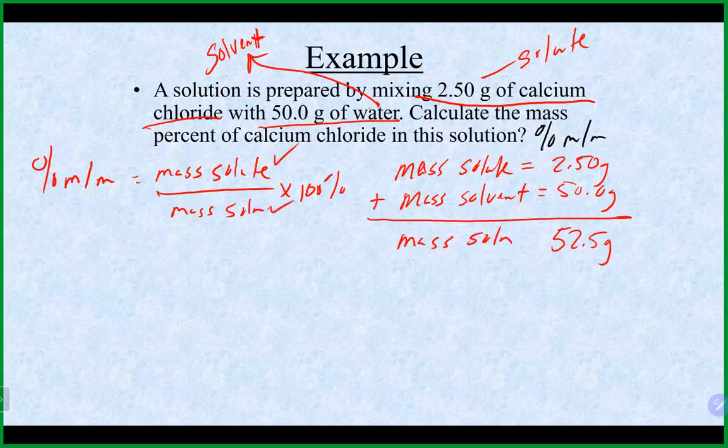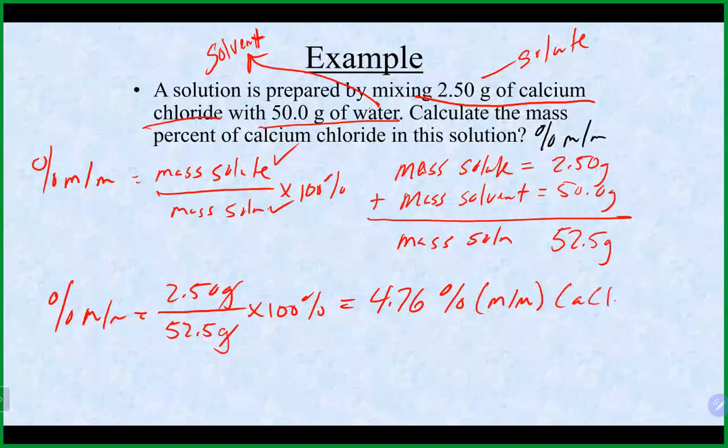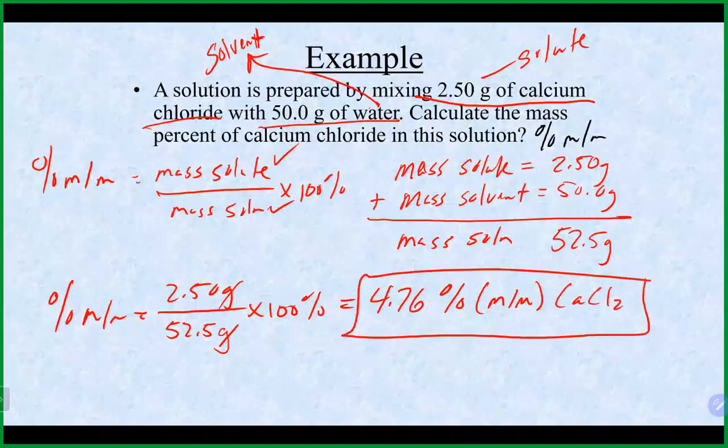Now we have the bottom part and everything that we need. So the percent mass to mass in this case is 2.5 grams, which is our solute, divided by not just the solvent, but the total solution, times 100%. Grams will cancel, giving us 4.76%. You could label it M/M, and a little calcium chloride would be good in terms of the answer. Any questions on that?